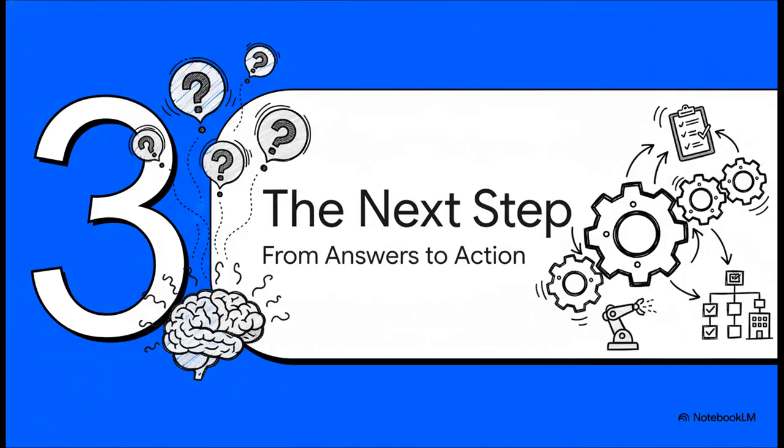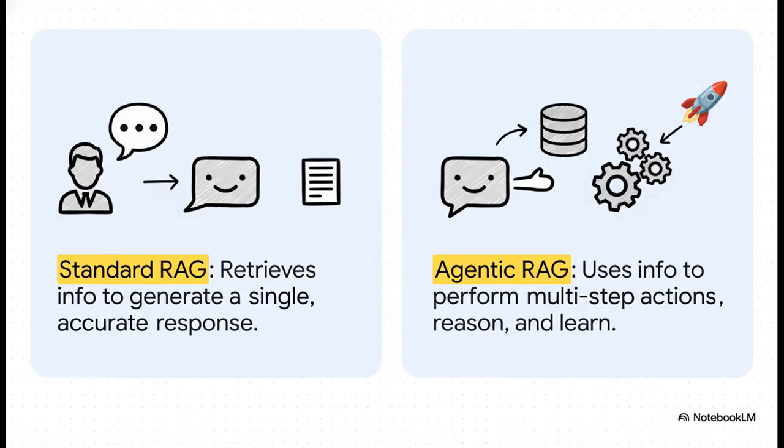So it's clear that RAG is fantastic at answering questions. But the evolution doesn't just stop there. The next big step is to create systems that don't just answer, but actually act. And this brings us to something called agentic RAG. See, while standard RAG is focused on finding info to answer one question, an AI agent uses that same info to perform multi-step tasks. It can reason, it can take action, and it can even learn from feedback. It's the difference between asking a librarian for a book and asking them to go research a topic and write up a summary for you. It's a whole new level.